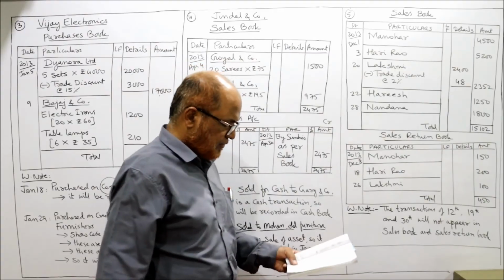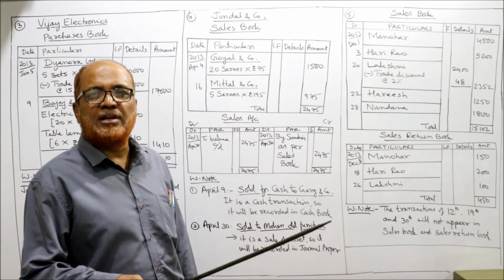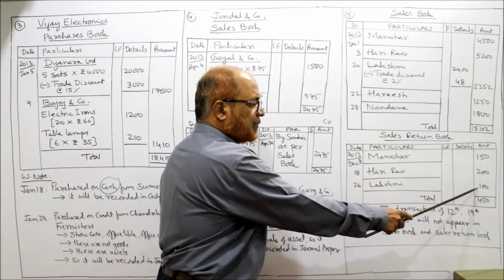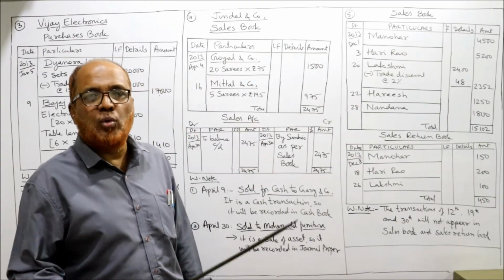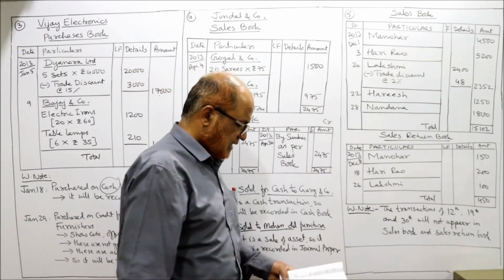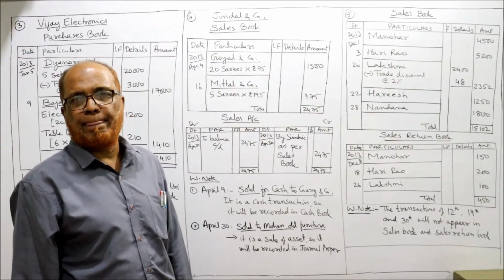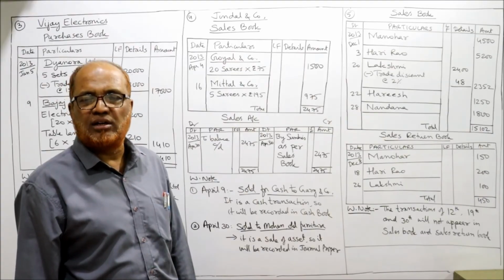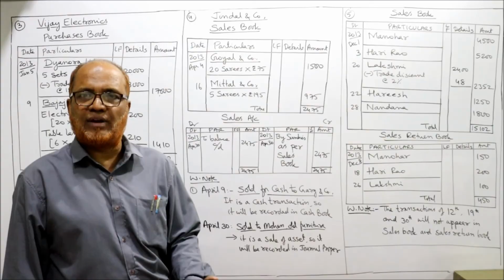Harish, 1,250. Then goods returned by Lakshmi. It's a sales return. So here I have taken Lakshmi, 100. Then goods sold to Nandana. It will come to the sales book. Nandana, 1,800. Last one. Furniture sold for cash. It's a cash transaction. It will be recorded in the cash book. That's all. All the transactions we have taken.